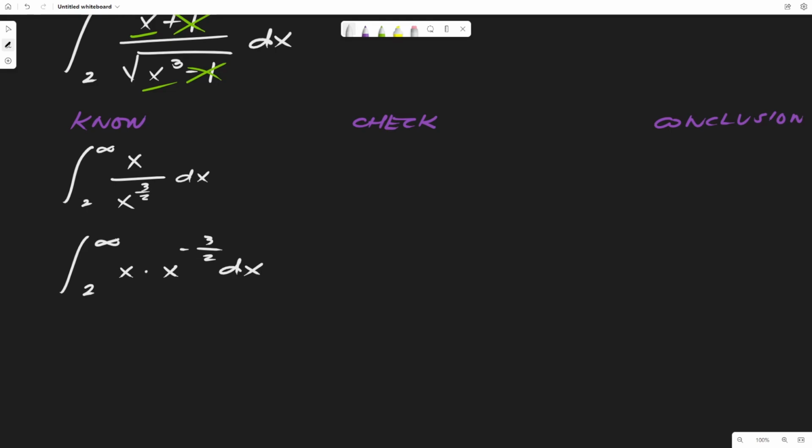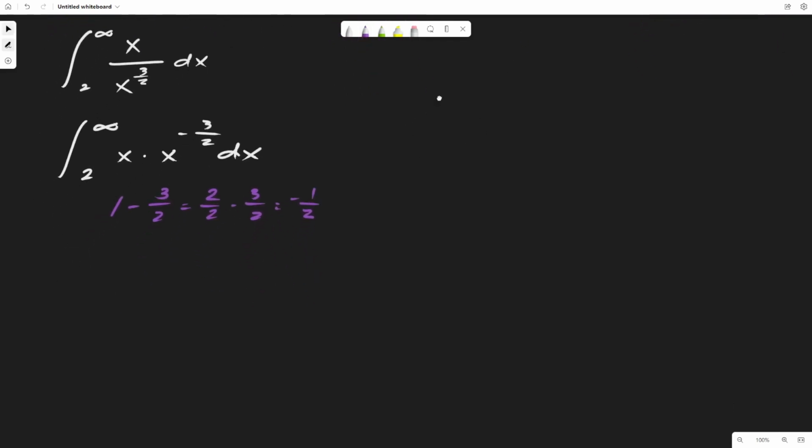And when the bases are the same, we just add the exponents. So, we have 1 minus 3 over 2. This is equivalent to 2 over 2 minus 3 over 2, therefore negative 1 half. So, we can move it down to make it positive. So, we have the integral of 1 over x raised to 1 half dx, from 2 to infinity.